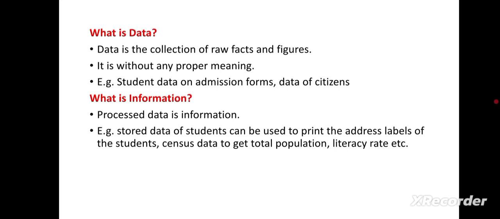So next, moving on to the information concept, when the data is processed and organized, it becomes information. For example, stored student data can be used to print address labels. Similarly, we can take census as data. Census data can be used to calculate a population literacy rate. Thus, the processed data is also called information.